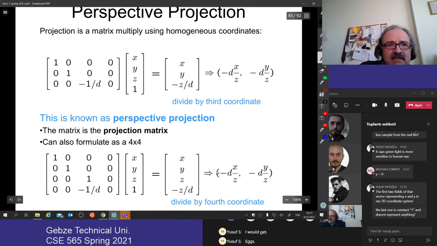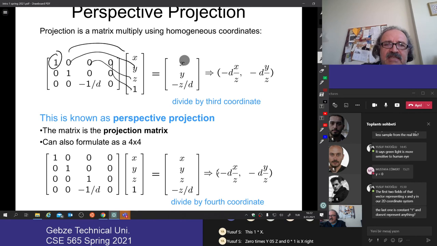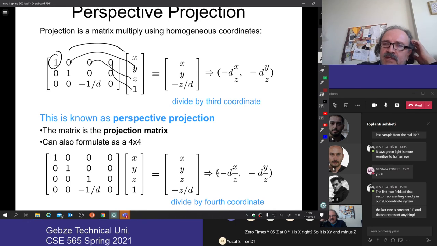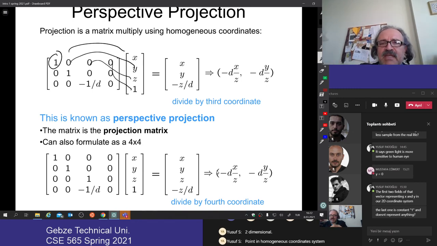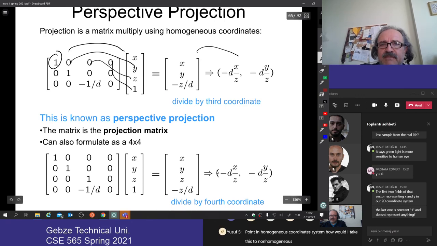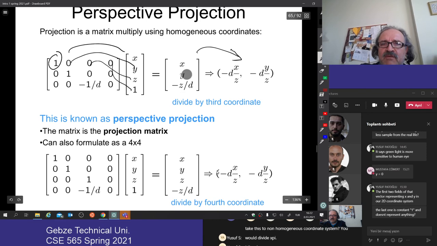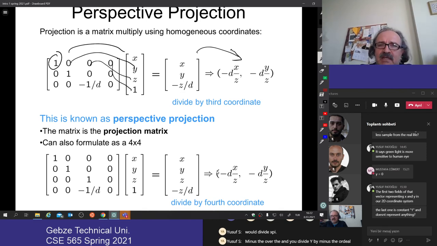How do I get the X? Because this one times X, 0 times Y, 0 times Z, and 0 times 1, it is X, right? So it is X, Y, and minus Z over D. So this is a two-dimensional point in homogeneous coordinate system. How would I take this to non-homogeneous coordinate system? You divide X by minus Z over D, and you divide Y by minus Z over D. If you do that, you would get this one.